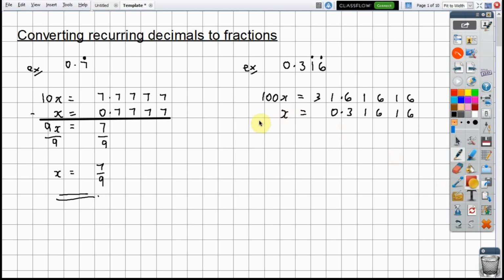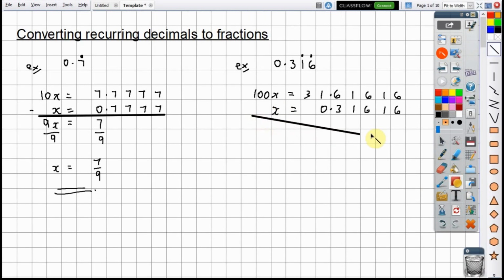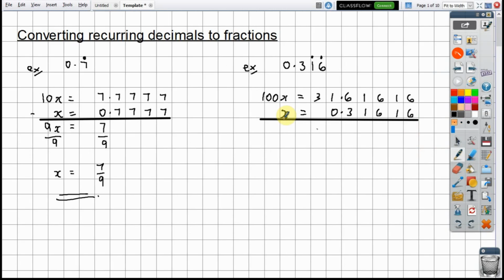We now do the same as in the first example. We decide to subtract so that the awkward recurring parts of the decimals will disappear. 100x take away a single x is 99x, and we have 31.3. It's a little bit more awkward than just 7 ninths. We divide by 99, both sides, and so we discover that x equals 31.3 over 99.